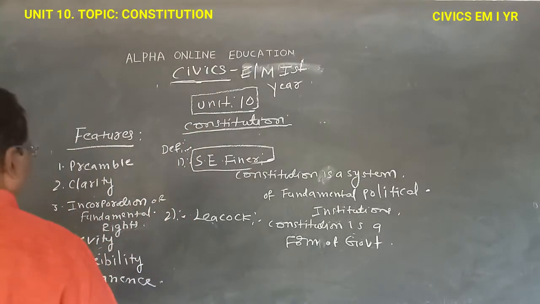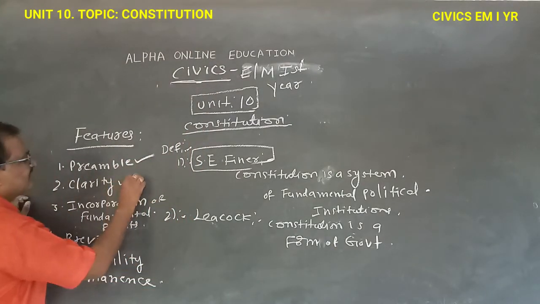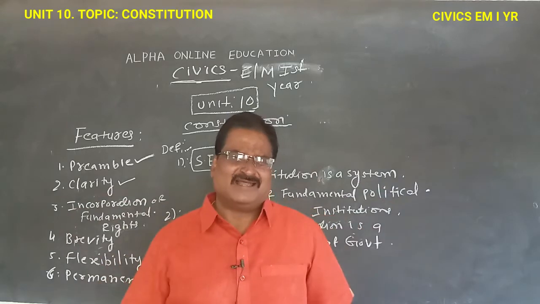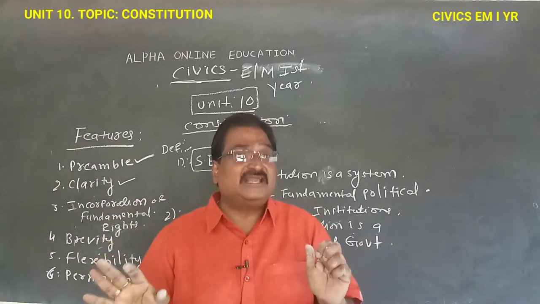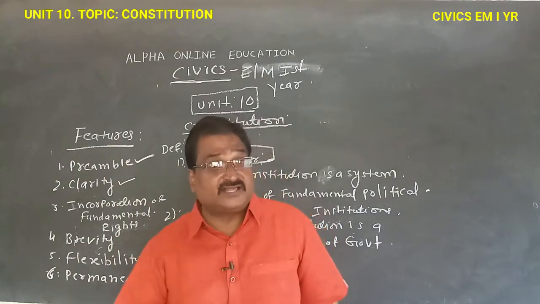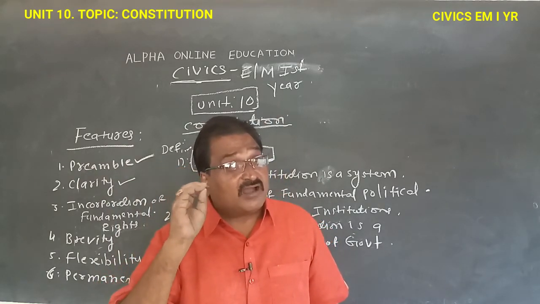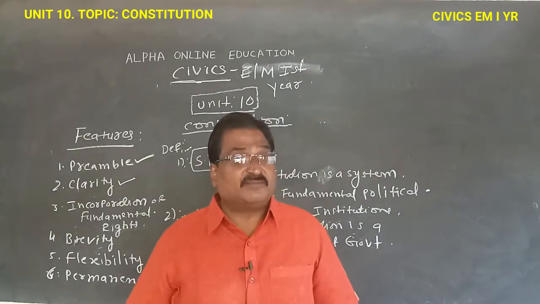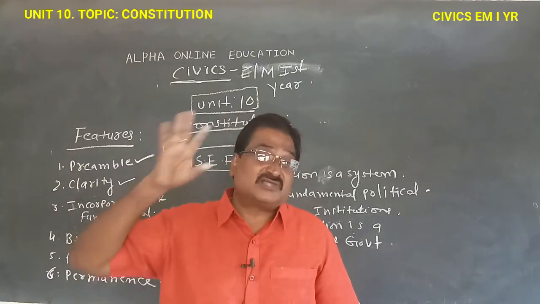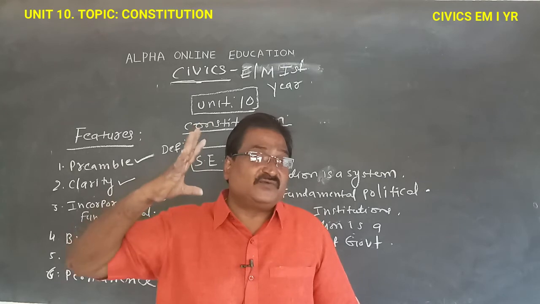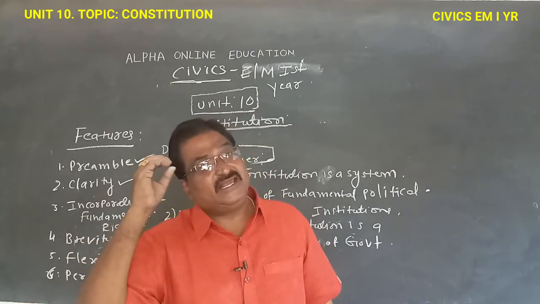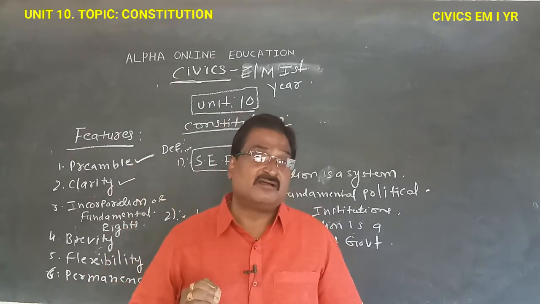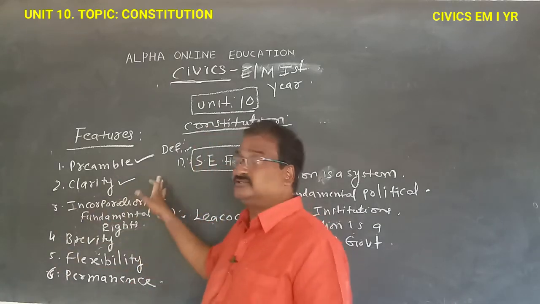So the preamble is the heart of the constitution. And then the next one is clarity. Clarity means clear. All information is clear in the constitution. That is the main feature of the constitution. If the constitution is not clear, the people are all confused. So the main feature of the constitution is clarity, so that any common people of the state can understand the constitution.